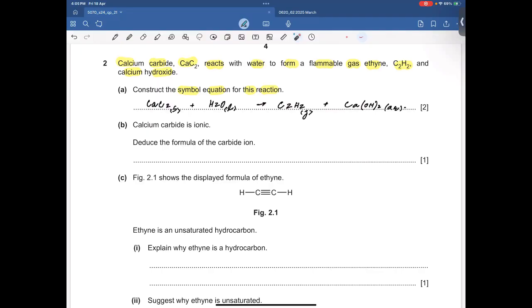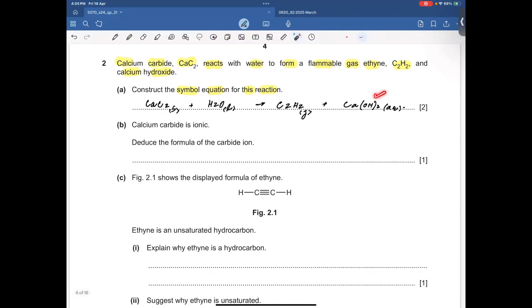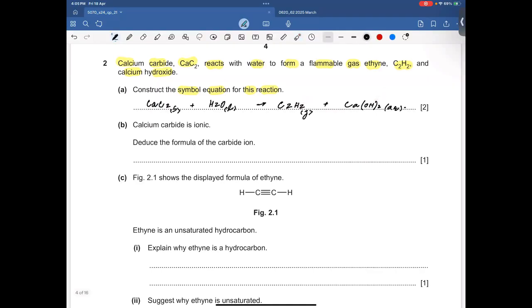So how many hydrogen atoms do we have? 2 plus 2, 4 hydrogen atoms. To balance hydrogen, I will put 2 here. So that's the equation balanced.